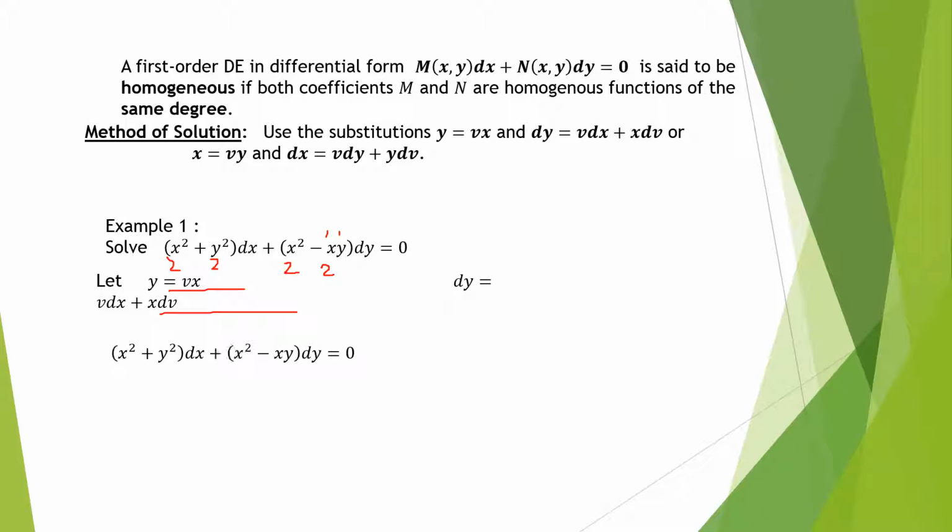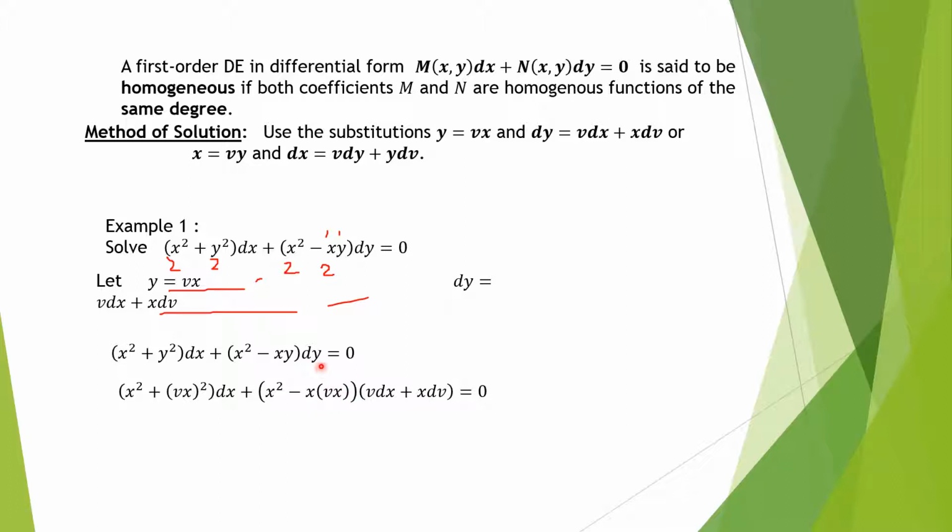So, okay, let's proceed with the computation. This is the original problem: (x squared plus y squared) dx plus (x squared minus xy) dy is 0. So plug in y is vx now. Your x squared is simply x squared, and then your y squared there is (vx) squared dx. And then your x squared just becomes x squared, and your xy becomes x times vx.